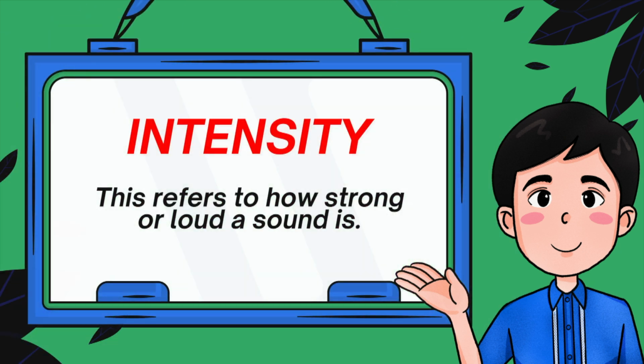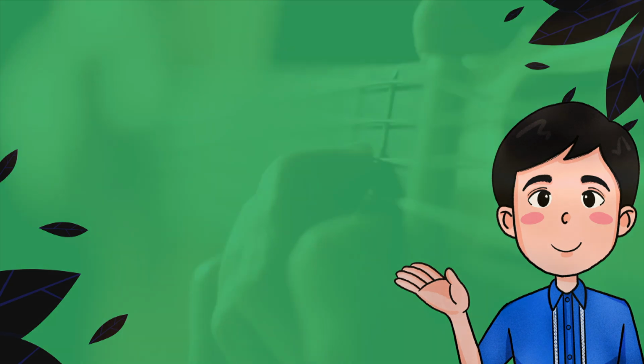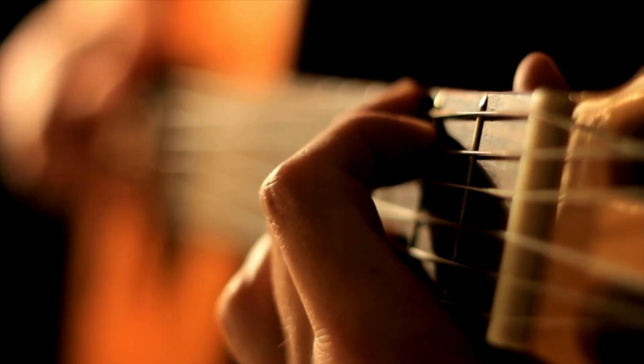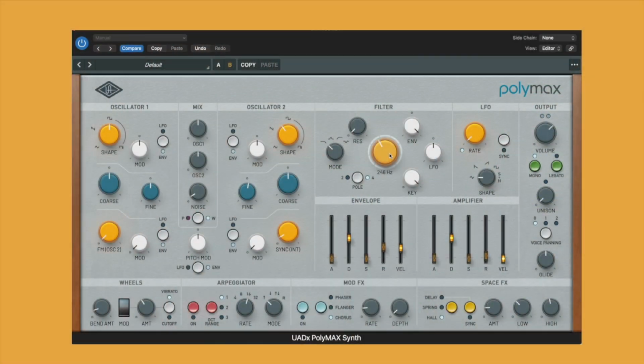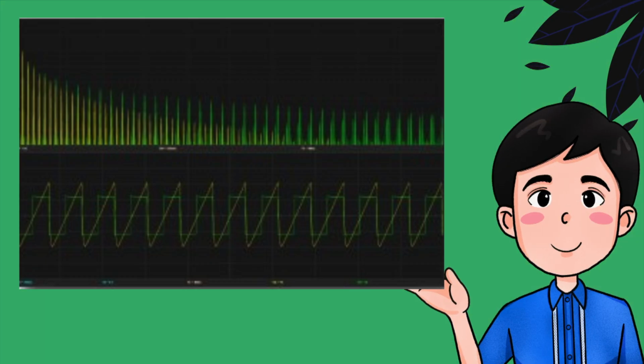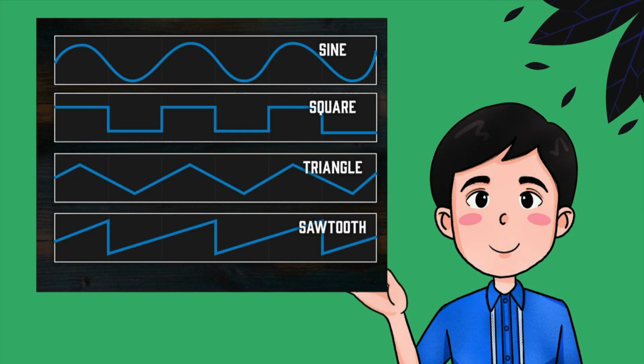Intensity. This refers to how strong or loud a sound is. In acoustic instruments, it's like how hard you pluck a string. In digital systems, it's measured by velocity, how fast a key is pressed in MIDI. Spectrum, waveform. The spectrum includes all the frequencies in a sound. The waveform is the visual representation of this spectrum. Together, the spectrum shapes whether we hear a sine wave, triangle wave, sawtooth, square wave, or something more complex.